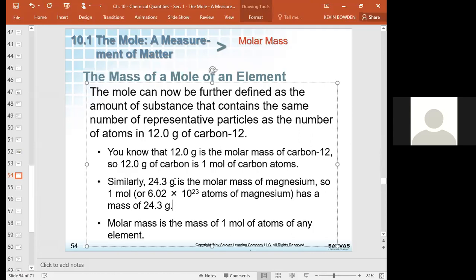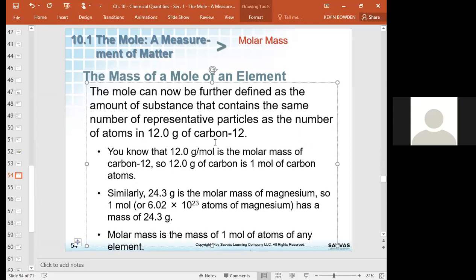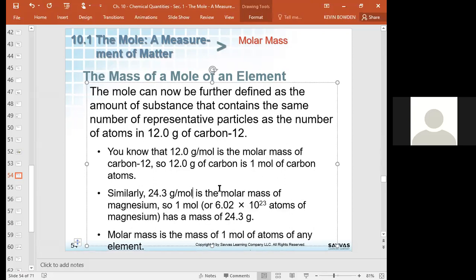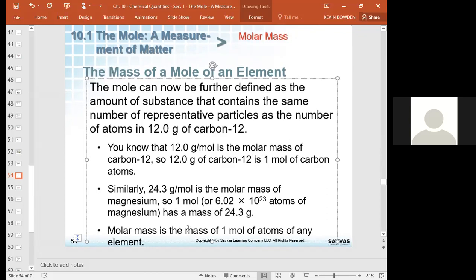Let me change this up just a little bit. Grams per mole is the molar mass, and 24.3 grams per mole is the molar mass of magnesium. So 12 grams of carbon is 1 mole of carbon atoms. Well, carbon-12. And the molar mass is the mass of 1 mole of atoms of any element. It's going to be grams per mole.